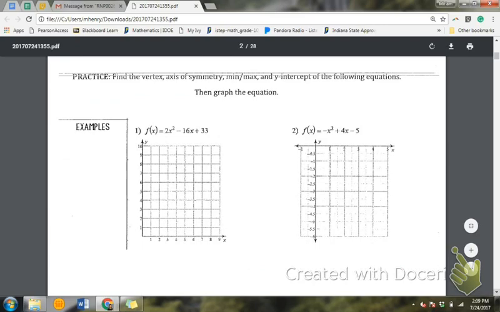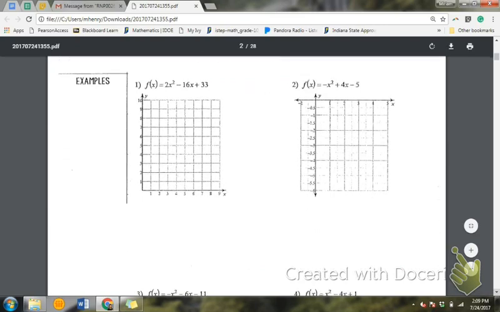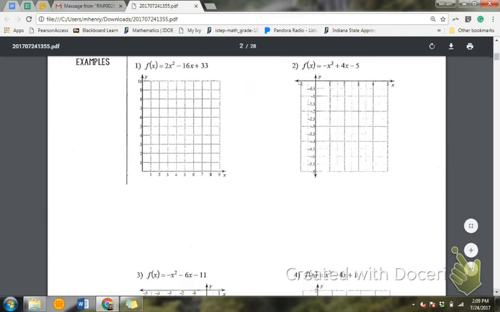It says, find the vertex, the axis of symmetry, the min, max, and the y-intercept of the following equations. That seems like a lot of stuff to find. So we're going to take it a step at a time. The first thing to do, always, is to find the vertex. So put vertex number 1 over here. And you find the vertex by doing opposite of b over 2a. That's how you get started.